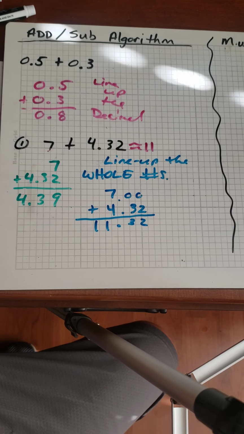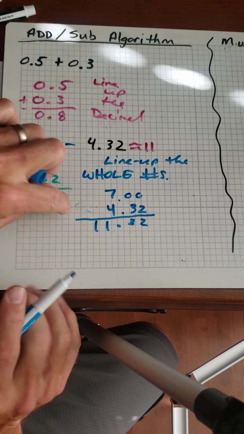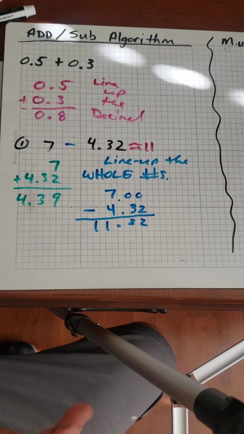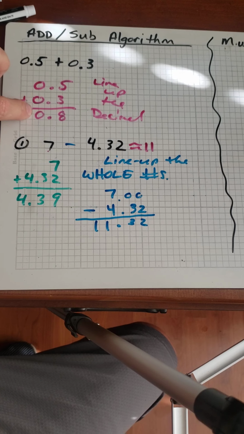Literally, that's adding and subtracting. The only difference with subtracting is you do this and you do this, and then you subtract it. So the way I teach adding and subtracting is exactly the same. Line up the whole numbers. There's always going to be a whole number written. There's not always going to be a decimal written.